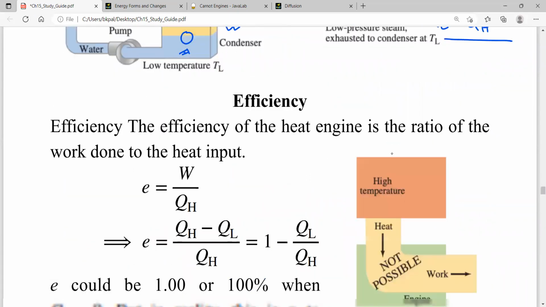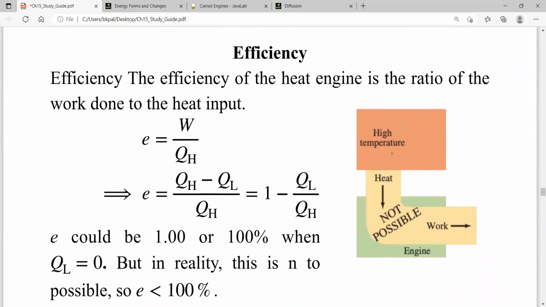All right, now let's talk about efficiency. The efficiency of a heat engine is the ratio of the work done to the heat input. Normally efficiency is the output energy divided by the input energy. For a heat engine, the output is the work done and the input is QH. This is the definition of efficiency for a heat engine. But W is equal to QH minus QL for a repeating cycle, so our equation becomes something like this, and if you simplify it, it will be something like this.